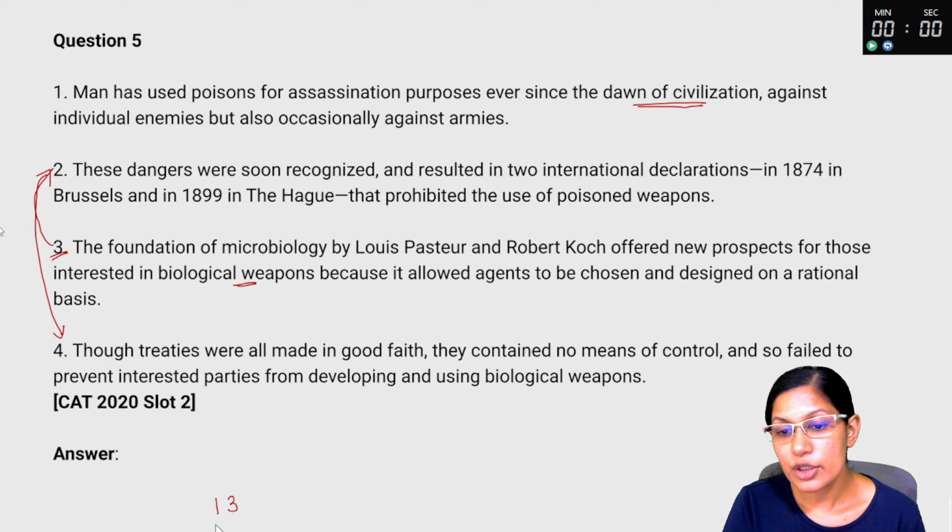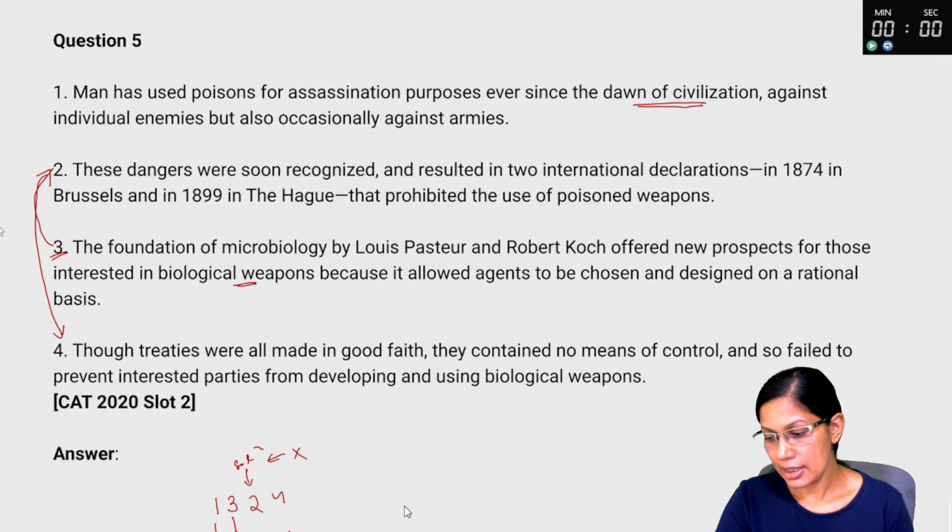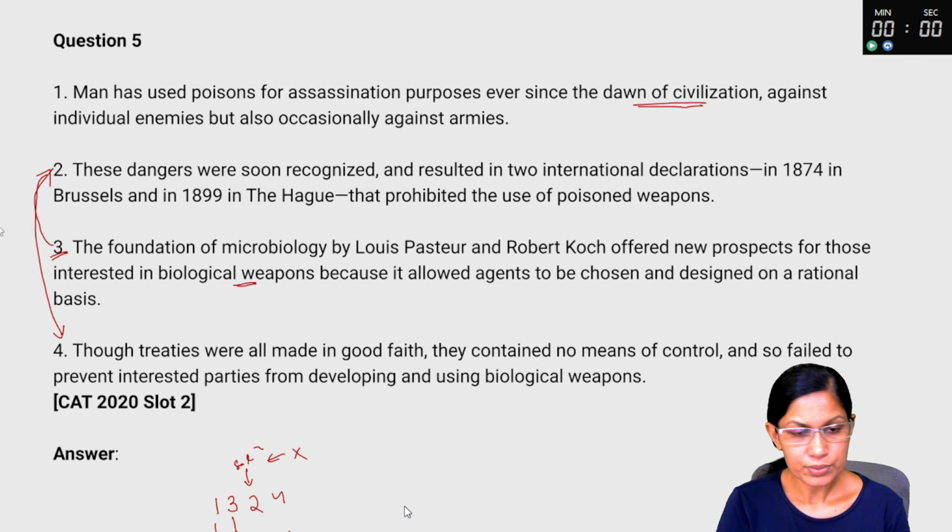So what do you have? You have poison which has always been used. You've had these biological weapons which are being used. Now the dangers of these biological weapons were realized, so you have the solution. Having said that, this solution itself is not very strong. So 1, 3, 2, 4 is your correct answer over here.